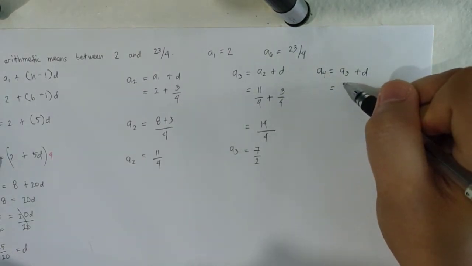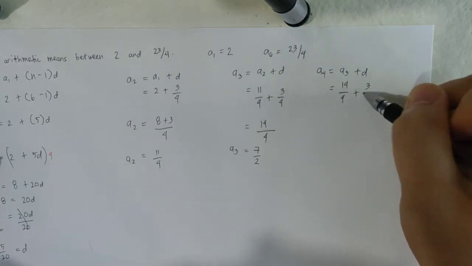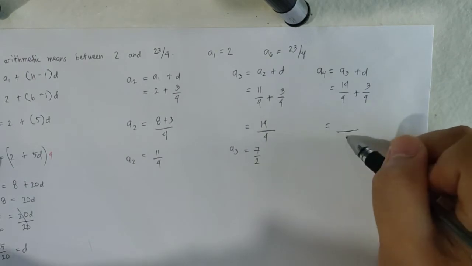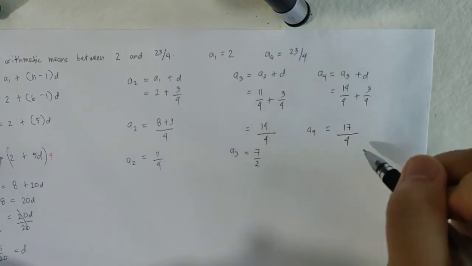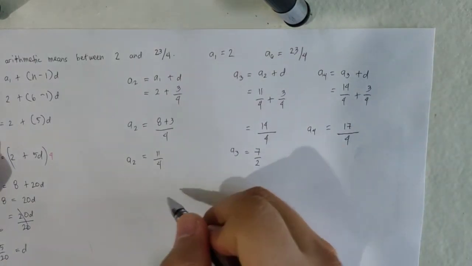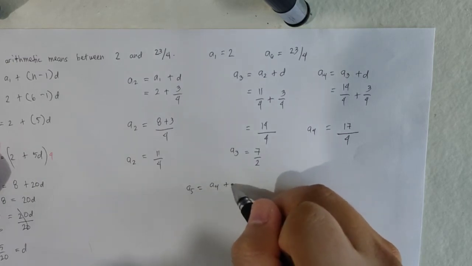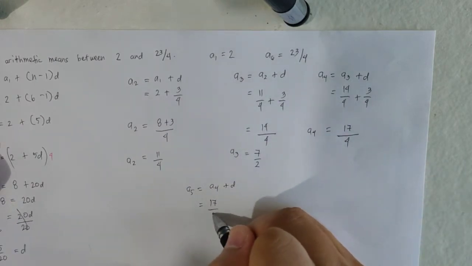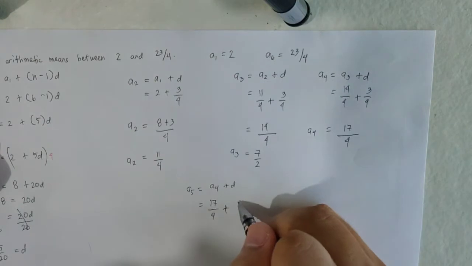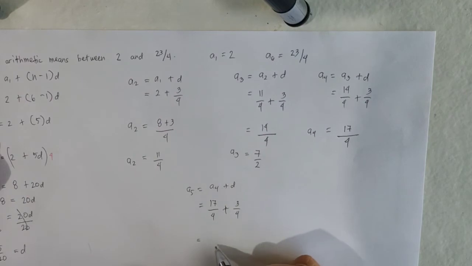So, a sub 3 natin ay 14 over 4 plus d natin is 3 over 4. Equals, copy yung denominator ng 4. 14 plus 3 is 17. So, ang a sub 4 natin is 17 over 4. Next, ako mag a sub 5. A sub 5 is a sub 4 plus d. A sub 4 natin is 17 over 4 plus d natin ay 3 over 4. Since parehas ng denominator, copy lang natin yung 4. 17 plus 3 is 20.